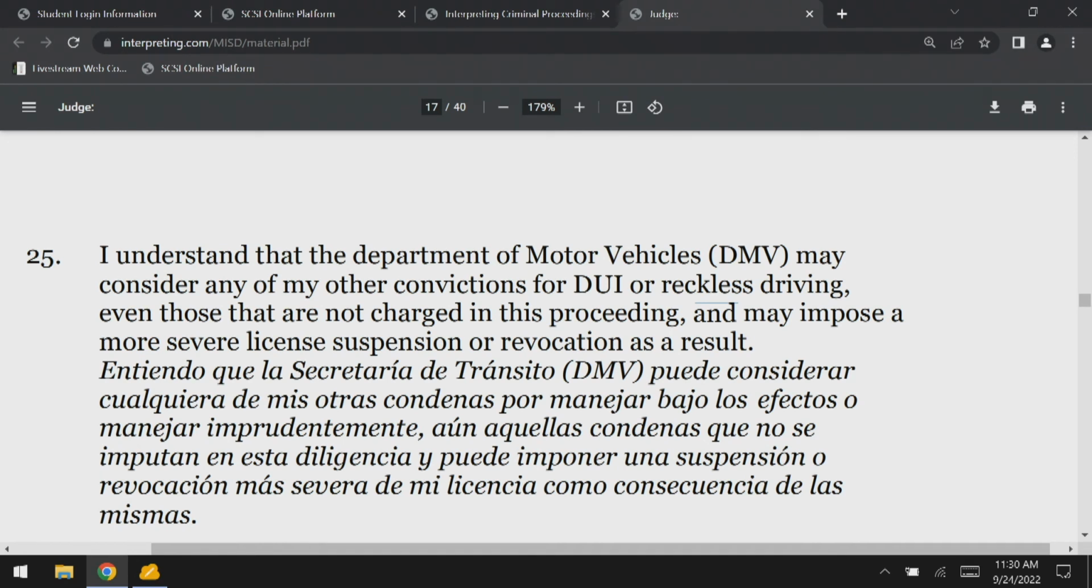And that is that the Department of Motor Vehicles may consider any of my other convictions for DUI, blah, blah, blah. So here's the first time that the DMV is introduced. Department of Motor Vehicles here in California.